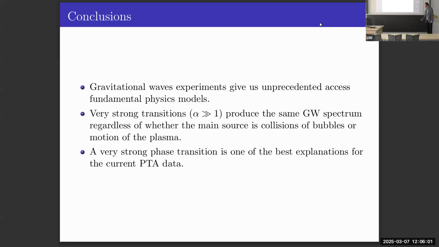We just saw this. The second one would be that the gravitational wave spectrum from strong transitions is the same regardless of the very intricate dynamics of the source. Provided that the phase transition is strong, we find the same spectrum. And finally, of course, a strong phase transition is one of the best explanations for the current Pulsar Timing Array data. And that's all that I had for you.